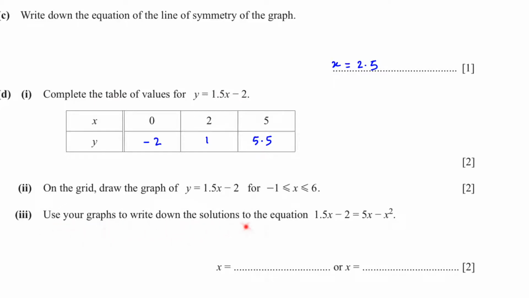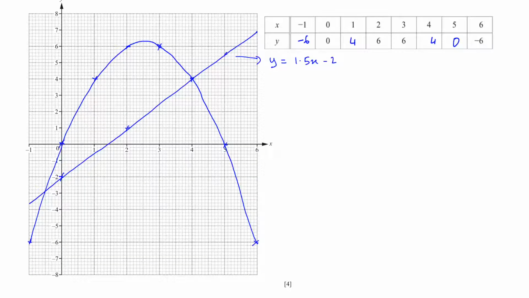Use your graphs to write down the solutions to the equation 1.5x minus 2 is equal to 5x minus x squared. We have to find the point of intersection of the two equations. So that is here and here. And we need to find the x value for it. And you can see that it is when x is equal to negative 0.5 and when x is equal to 4.